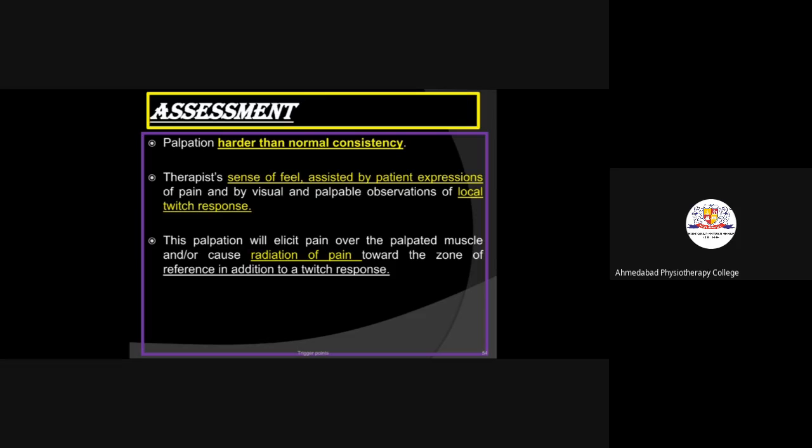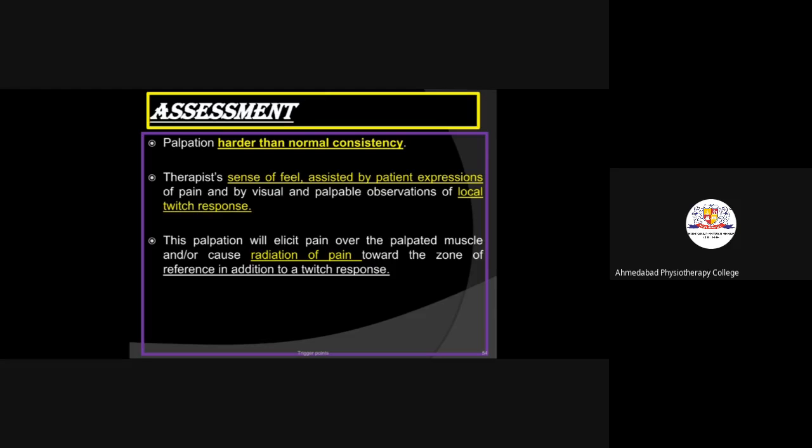Now, how should you assess the patient? Palpation is the key. When you palpate the patient, you should palpate the muscle perpendicular to the muscle fiber direction. When you palpate, the consistency of the muscle is harder than the normal one. Then you can see the patient's expression when you are palpating this muscle fiber.